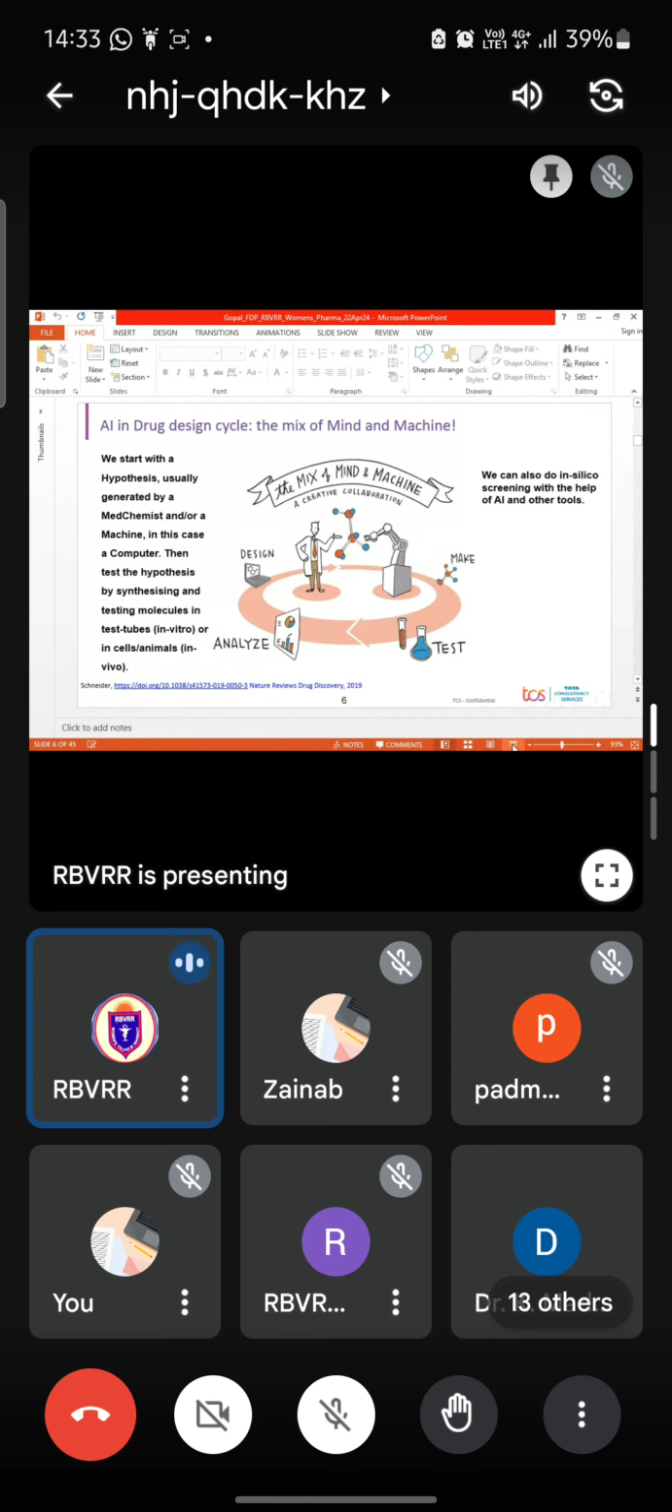So did you understand this? Any questions? I will share some of these resources. You can also take a look at these resources. This is from Nature Reviews Drug Discovery in 2019.